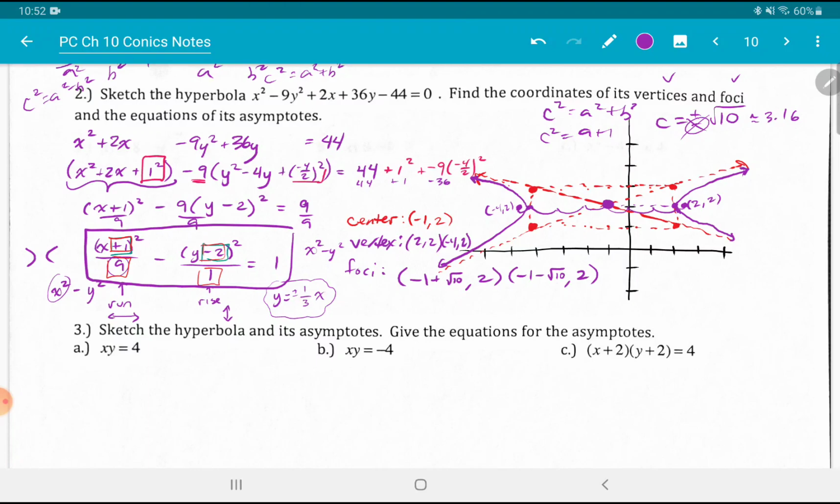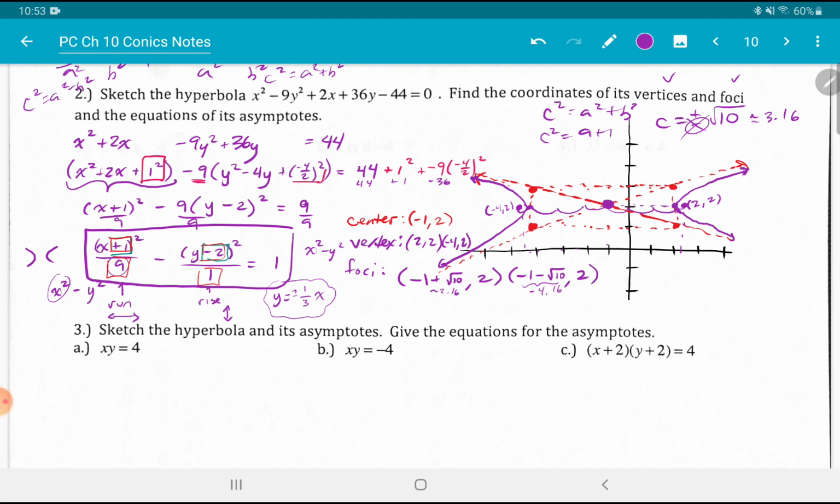You can double check your work, make sure it's accurate. If we do negative 1 plus root 10, that's going to be the value of about 2.16. Okay, and so you'll see here right there, yeah, that's right around 2.16. For the other one, negative 1 minus root 10 is going to be negative 4.16. So if you go 1, 2, 3, 4.16, yeah, that's right around where that focus is as well. Okay, so we just double checked our work there.